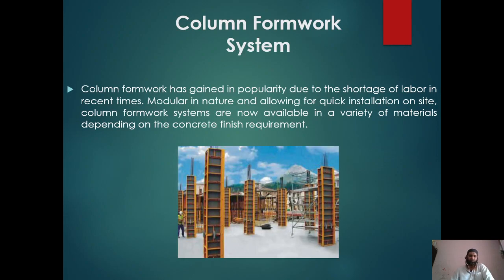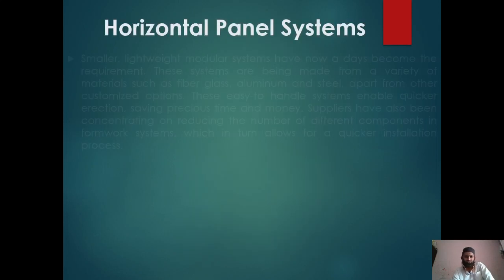Let us see the column formwork section. You can see here the column formwork has gained popularity due to the shortage of labor in recent times, being modular in nature and allowing for quick installation on site. Quick installation on site is very easy. They are available in a variety of materials. They are made of steel formwork. You can just see one after the other. They are cast at the ends. The edges are also proper, and they are bolted. And within no time, this formwork can be assembled as well as removed within a short time.